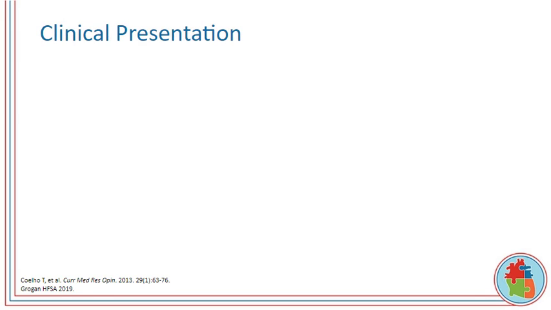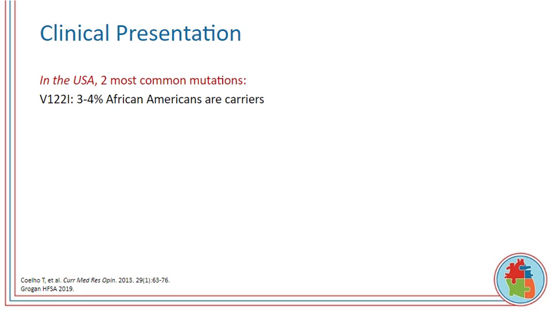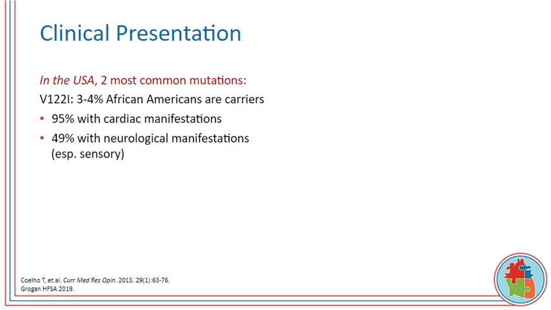So in terms of clinical presentation, especially if you're talking about a hereditary amyloidosis, in the United States, the two most common mutations are V122I, which is estimated to be in 3 to 4% of African Americans, where of those that have disease, a substantial majority, 95% or more, have cardiac manifestations, whereas only about 50% have neurologic manifestations.